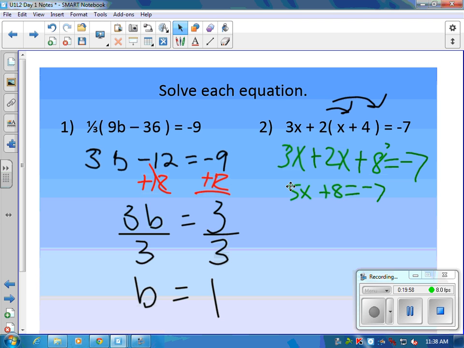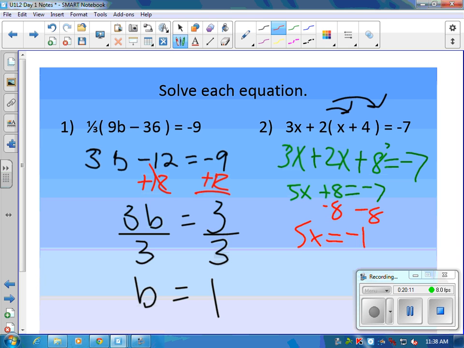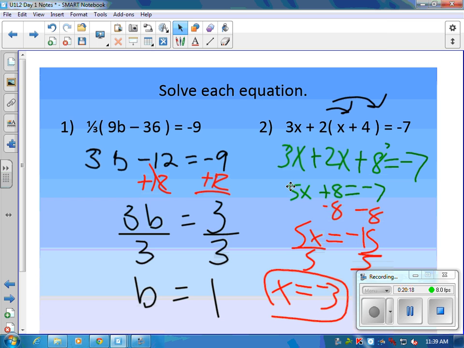Who wants to go finish it up for us? Joe, go ahead. Good. So distribute first. When we simplify, we start at the top. So we have to get rid of those parentheses first. Then we combine like terms. Then I undo my addition and subtraction, and then undo my multiplication and division.